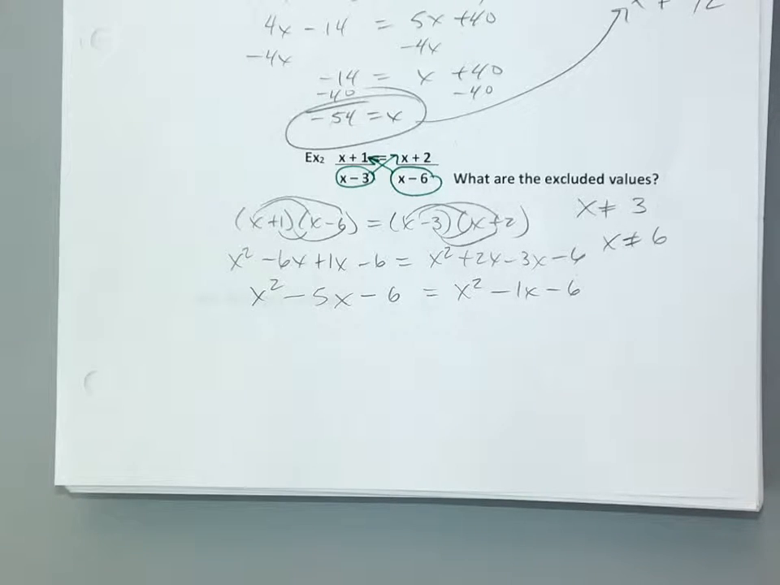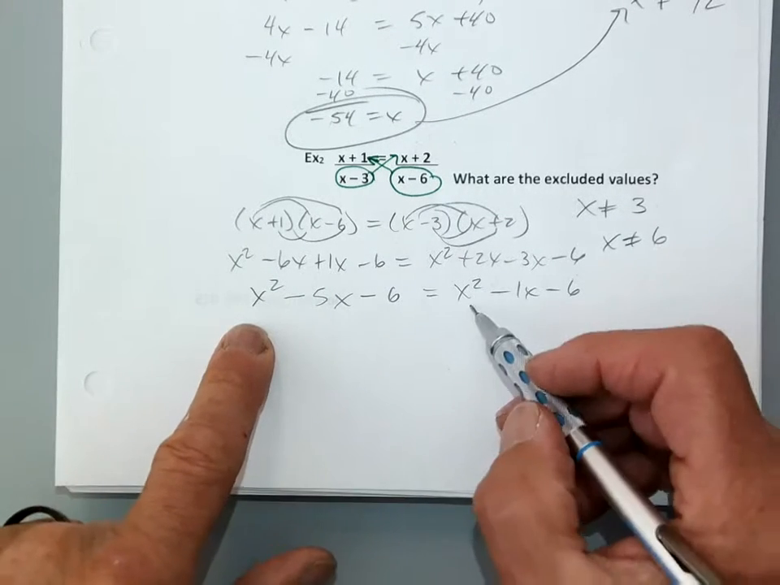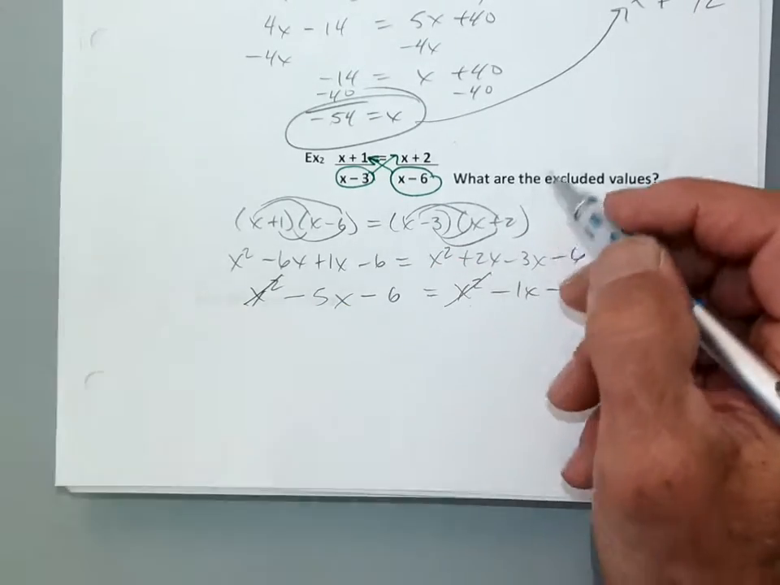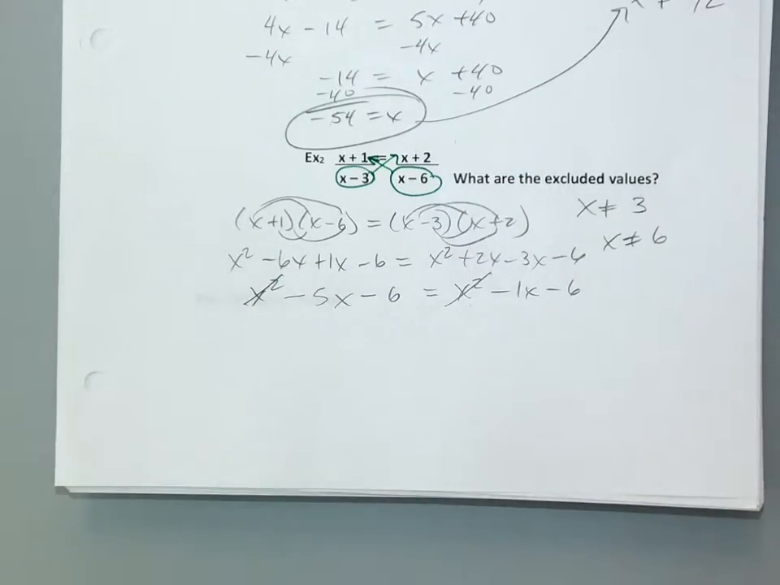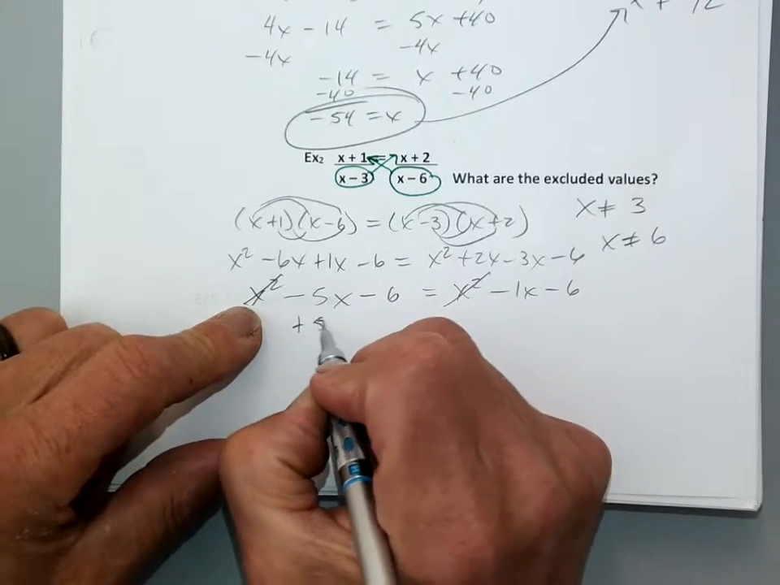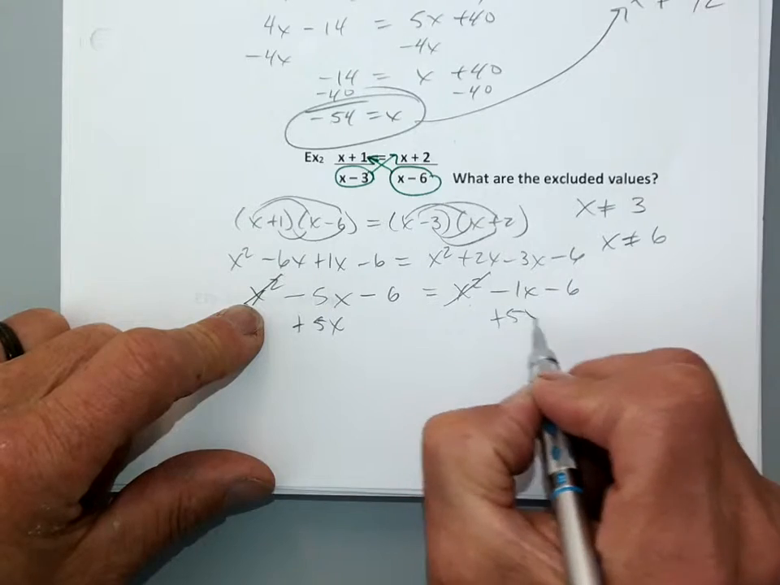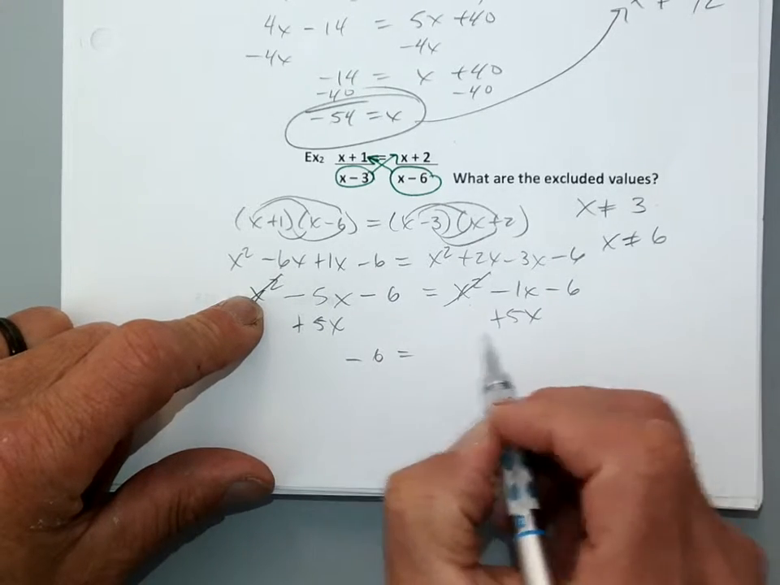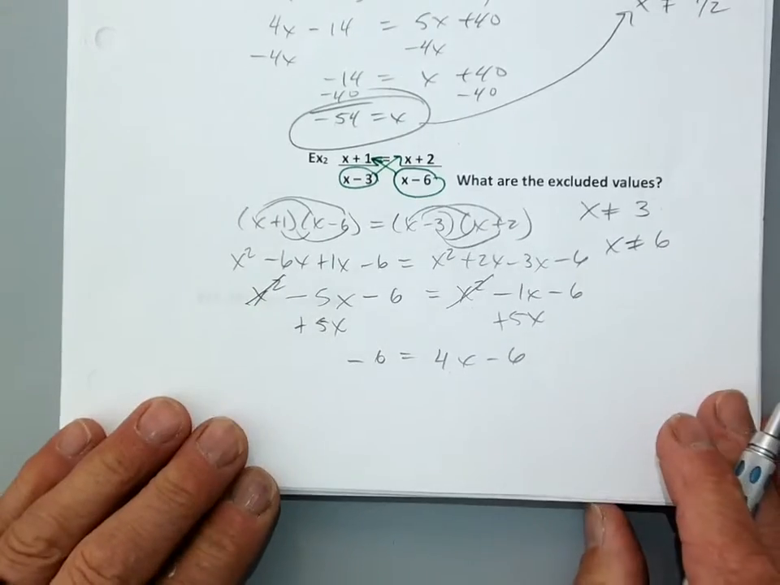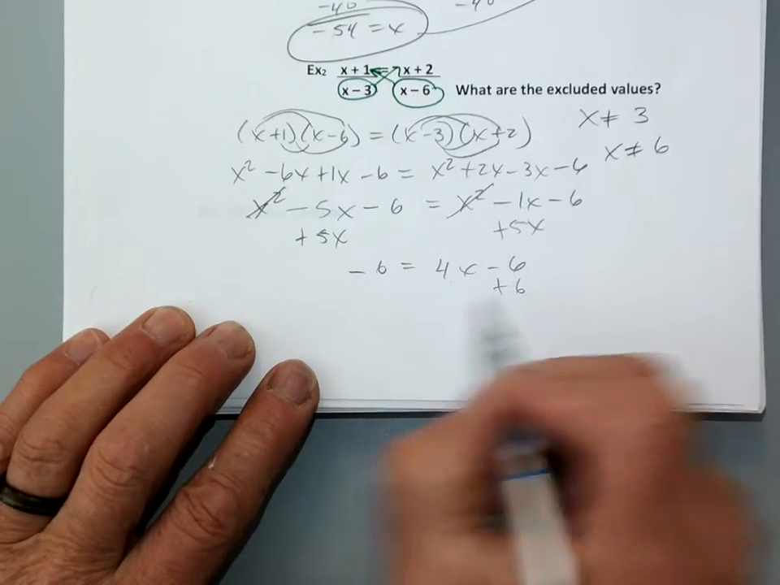Okay, now I'm just going to cancel the x squareds. I can just subtract x squared from both sides and cancel them out. Does that make sense why I can just cancel them out? So now I'm going to solve and go plus 5x, plus 5x. So I've got negative 6 equals 4x minus 6. Plus 6, plus 6.